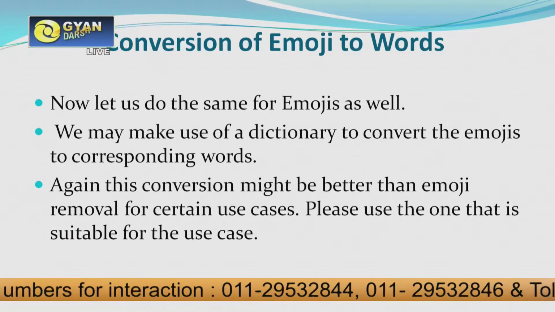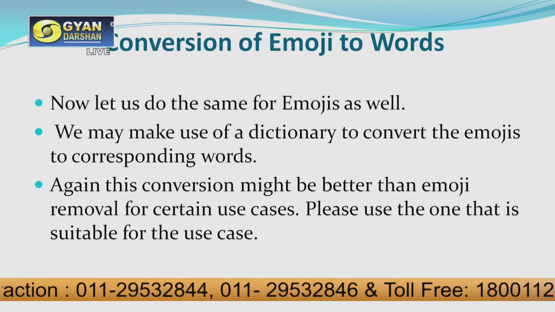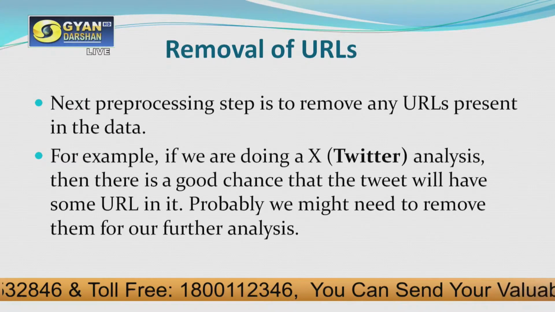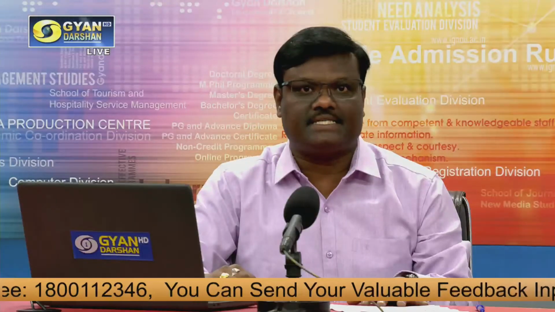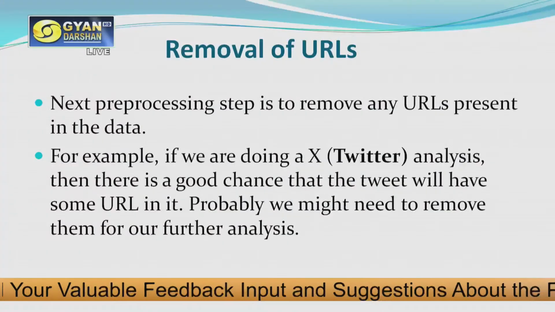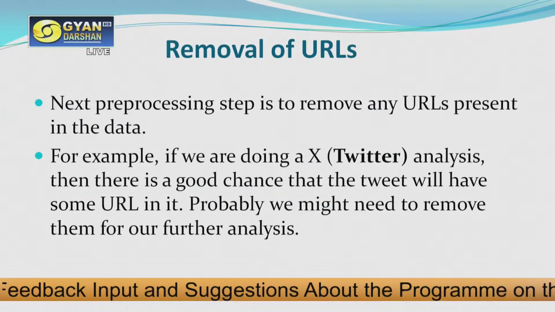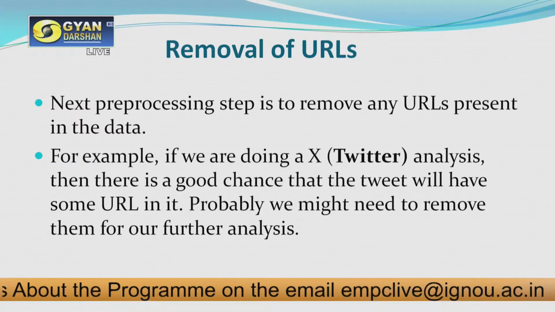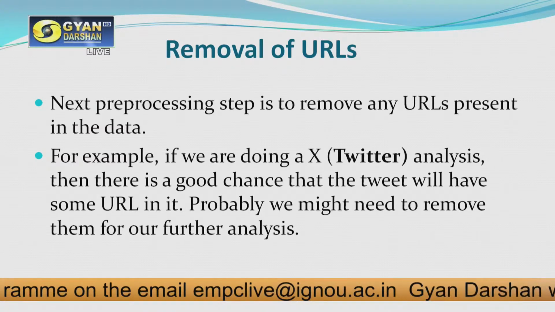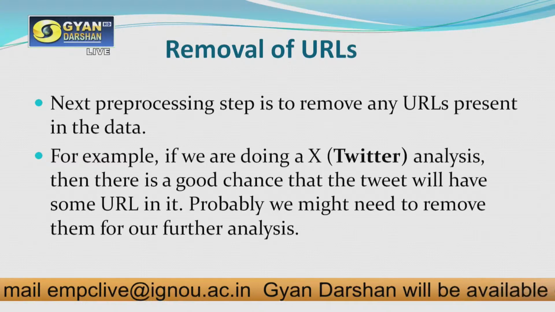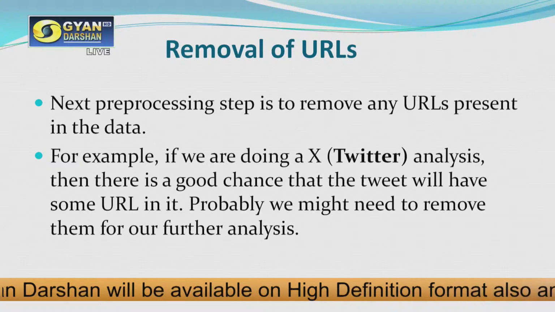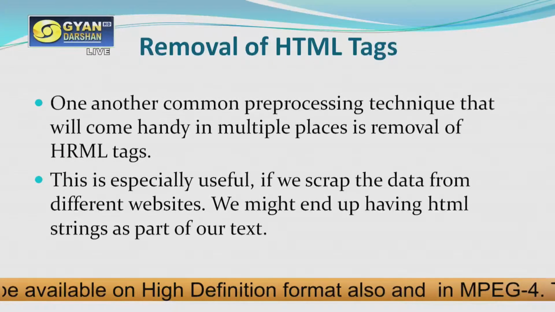So likewise, just like emoticon and emoji to word, there is the removal of URLs. Suppose you are doing Twitter analysis, that is the X analysis. There is a good chance that a tweet will have some URL in it. Mostly people will be attaching some tiny URLs along with the tweet that they post. We might not need them, and we have to remove all those things whenever we do further analysis in text mining. So removal of URLs plays a very significant part in text pre-processing.